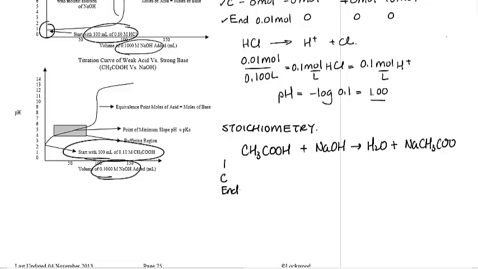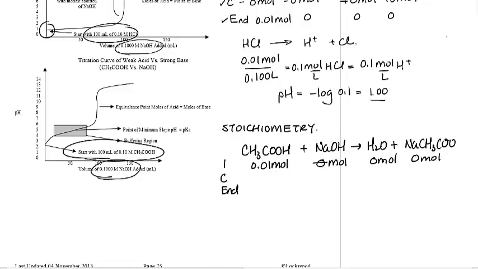And once again, we're going to calculate the moles. In the first point, the number of moles of CH3COOH is 100 mils of 0.1. So we end up with 0.01 moles. Because we added 0 amount of NaOH, we're going to have 0 moles. And because we have not formed any products, there's going to be 0 moles of water and 0 moles of sodium acetate.